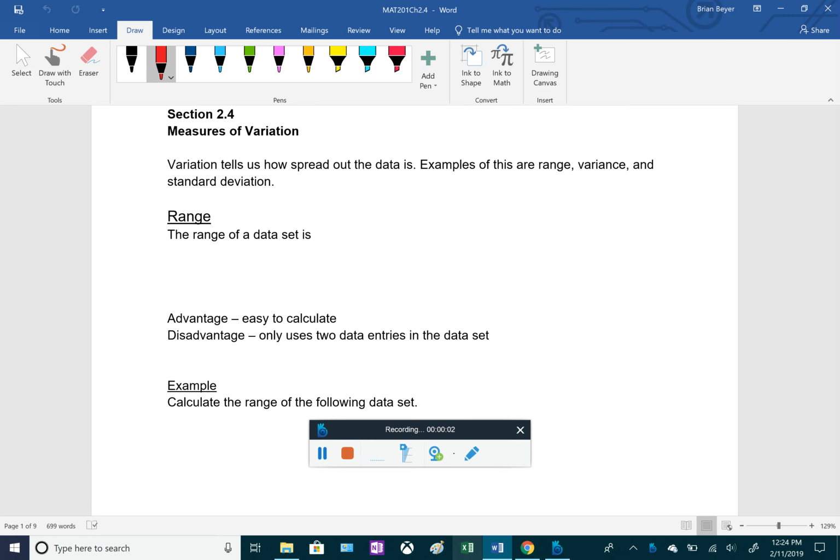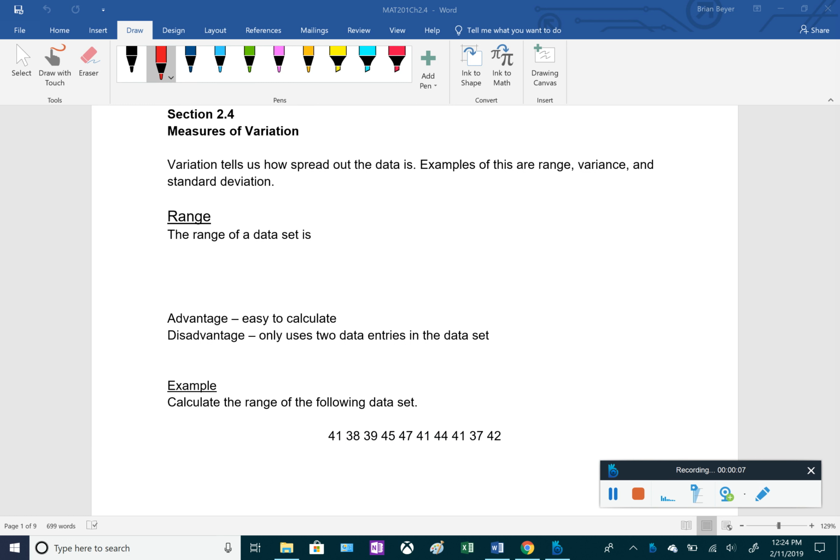So in section 2.4, we're going to be going over measures of variation. Variation tells us how spread out the data is. Examples of this are going to be range, variance, and standard deviation. I'll start with range, even though we've already done this, so I'll go over it pretty quickly. The range of a data set is just going to be the largest entry minus the smallest entry.